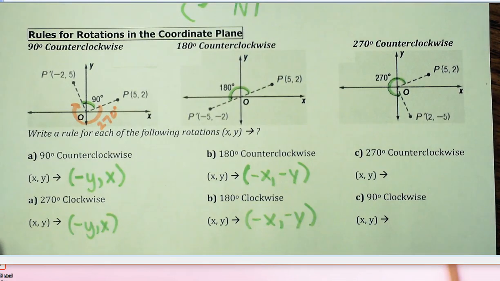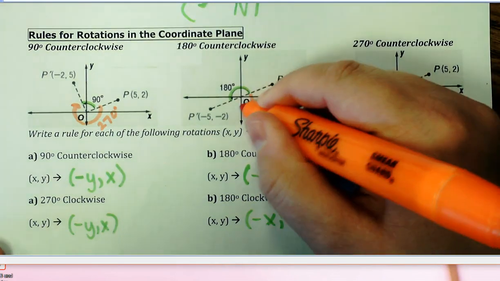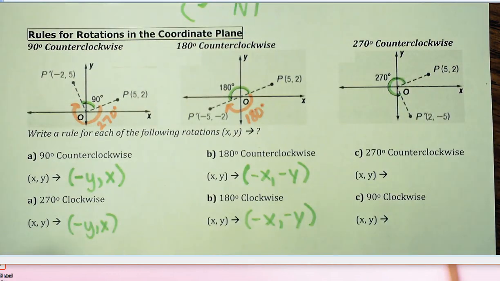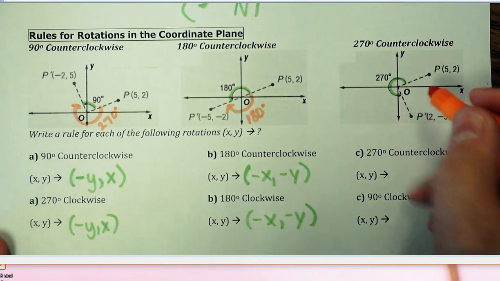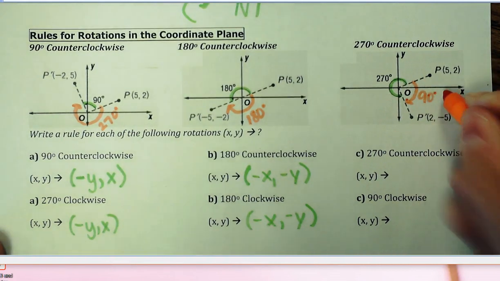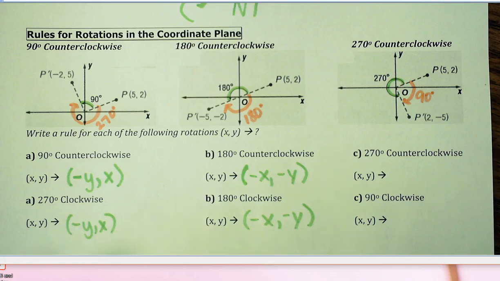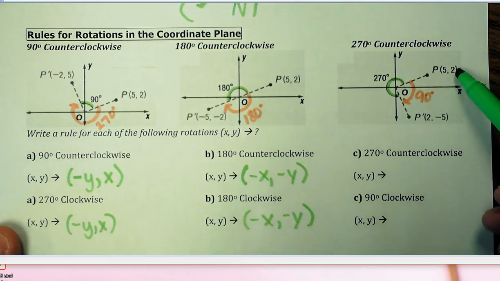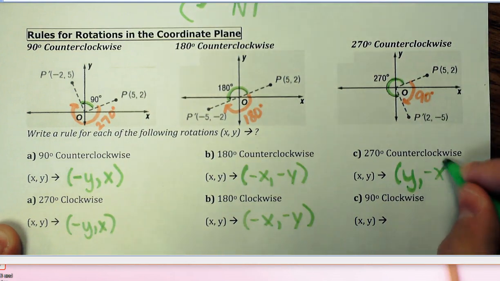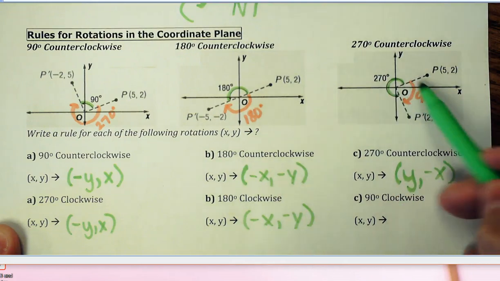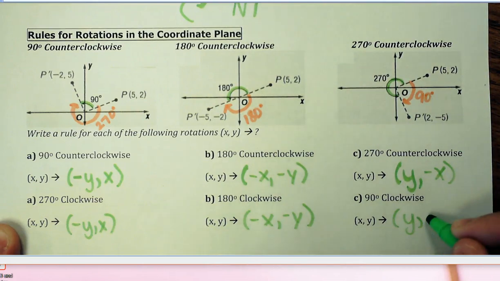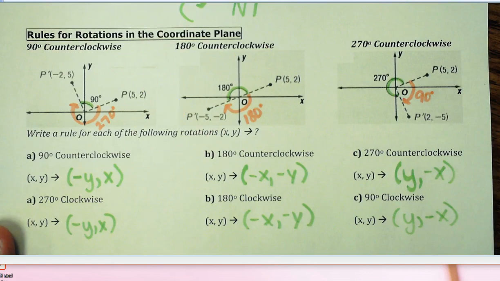And honestly, if you're rotating 180, it doesn't matter if you're going clockwise or counterclockwise because you're going to end up at the same point. And then 270 counterclockwise would be the same thing as 90 clockwise; they are going to have the same rules. So you can see here, the y-coordinate becomes the x-coordinate, the x-coordinate becomes the y-coordinate, and it's negative. That's going to create a 270 counterclockwise or a 90-degree rotation clockwise. So I would keep these rules handy as you're going through these problems.